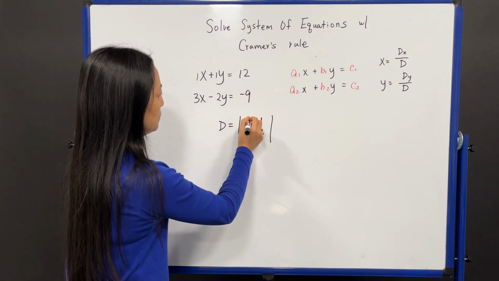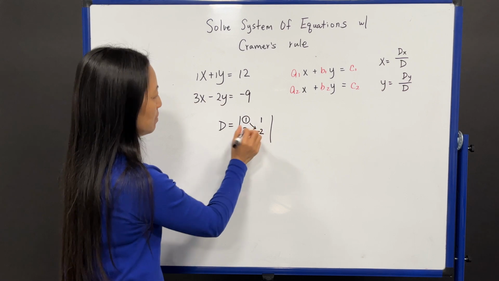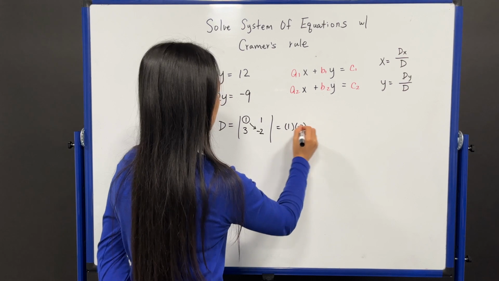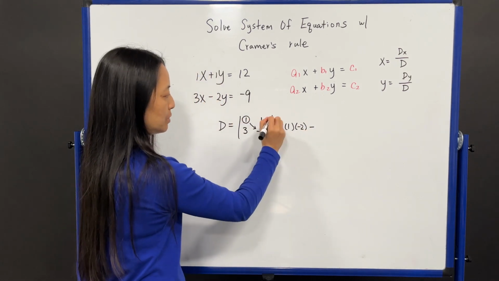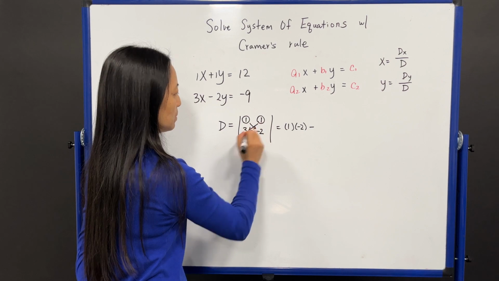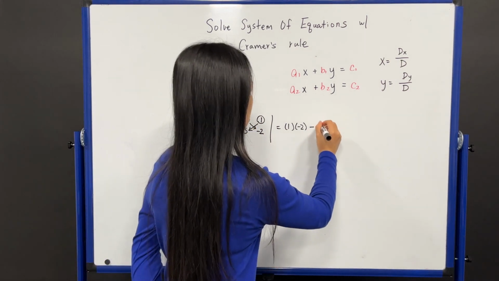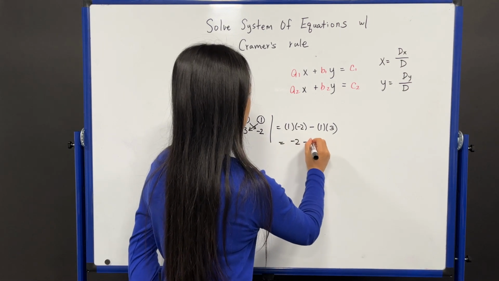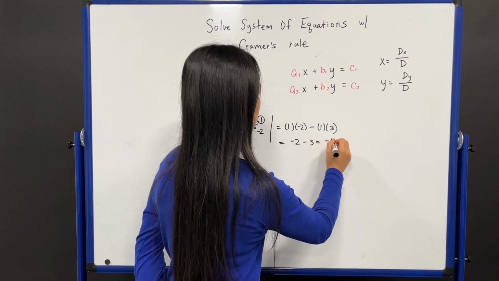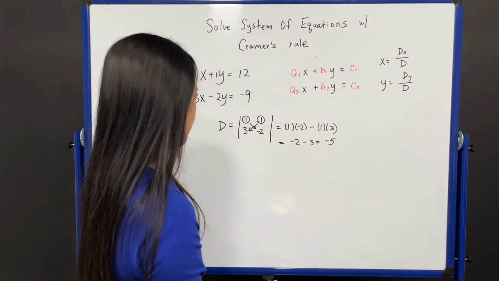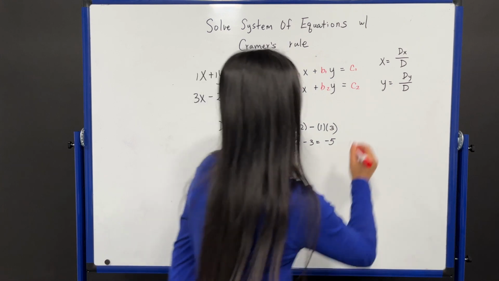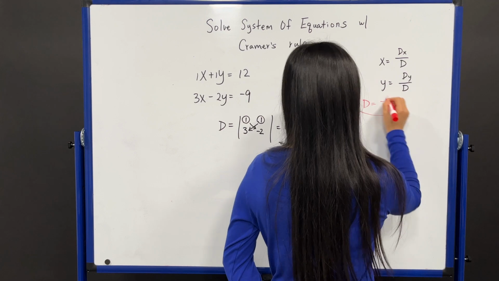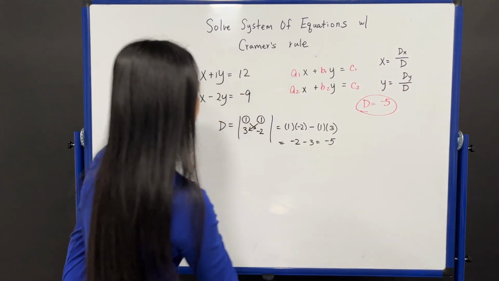To get the determinant, we need to take the first number and multiply diagonally. So we have 1 times negative 2. Subtract the second number going to the right and multiply diagonally. So we have 1 times 3. That is equal to negative 2 minus 3, which is equal to negative 5. Here our determinant is equal to negative 5.